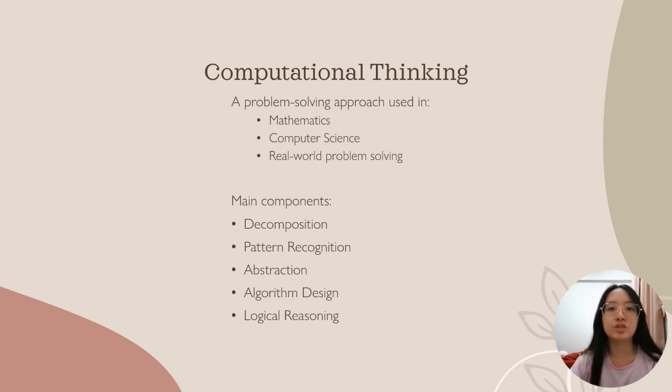Now I will introduce the concept of computational thinking. Computational thinking is a problem-solving approach that involves breaking down complex problems into smaller parts and solving them systematically. It is widely used in computer science, but it is also very useful in mathematics and other disciplines. Computational thinking consists of five main components: decomposition, pattern recognition, abstraction, algorithm design, and logical reasoning. By applying these components, we can approach complex problems in a structured and organized way.